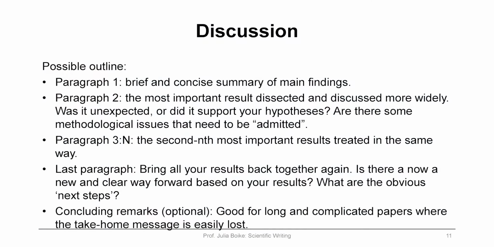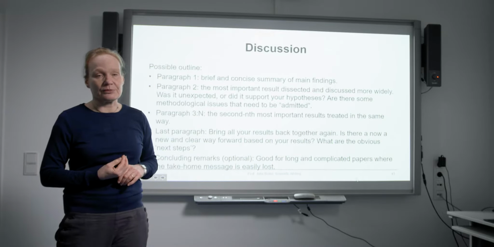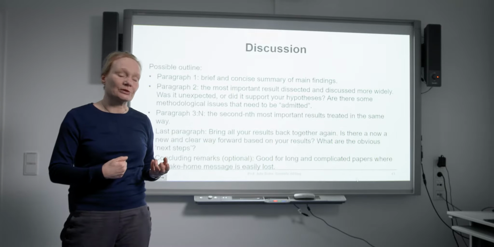So paragraph 1, report a brief and concise summary of the main findings. Paragraph 2, the most important results dissected and discussed more widely. What is unexpected, or did it support your hypothesis? Are there some methodological issues that need to be admitted? And so on. So paragraph M, you do the reporting in chronological order. And then the last paragraph, bring all your results back together again. Is there a new and clear way forward? What are the obvious next steps you're opening up again? And at the end, the concluding remarks, good for long and complicated papers where the take-home message is easily lost. This is also when you have one discussion section and no separate conclusion section.